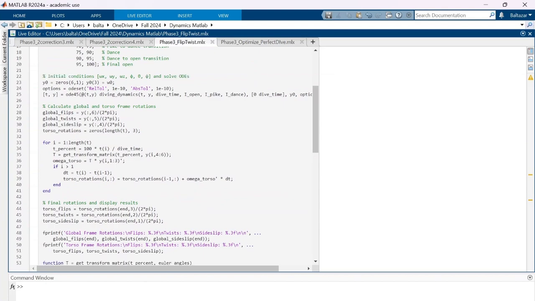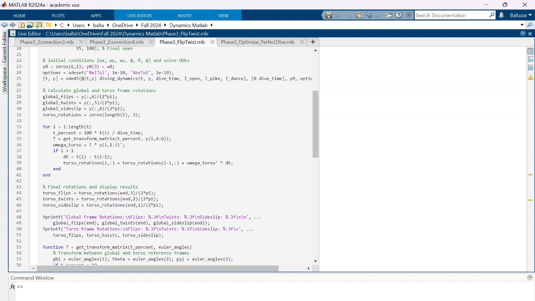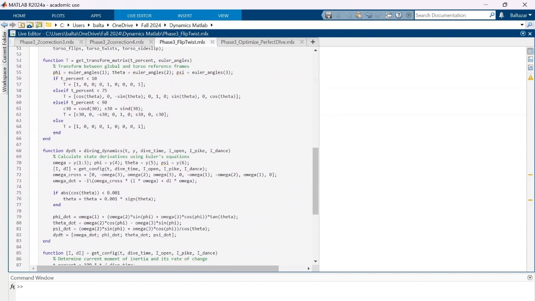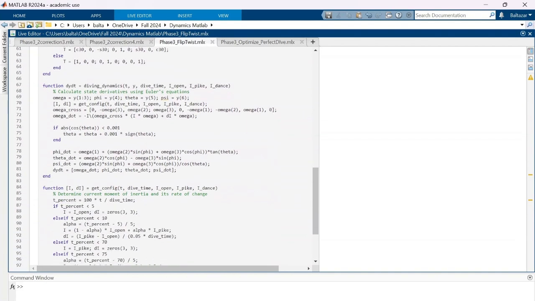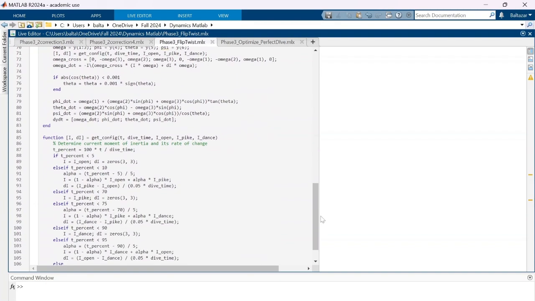In this code, we will be using the ODE45 function in MATLAB, as well as several helper functions. The diving dynamics helper function will implement Euler's equations of rotational motion and calculate angular acceleration and the rate of change of the diver's orientation angles. The configuration helper function will determine the diver's moment of inertia and its rate of change based on the current configuration, based on the time segment.